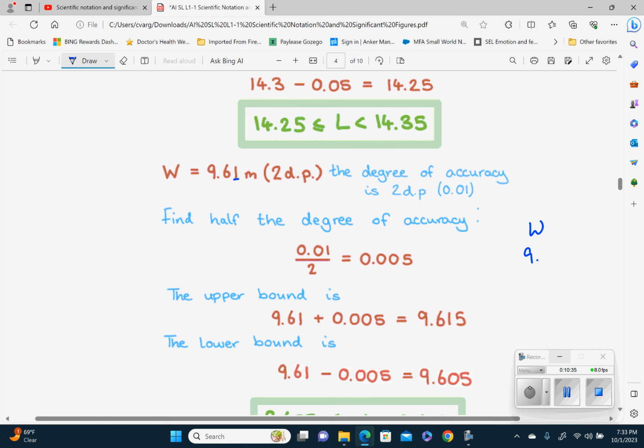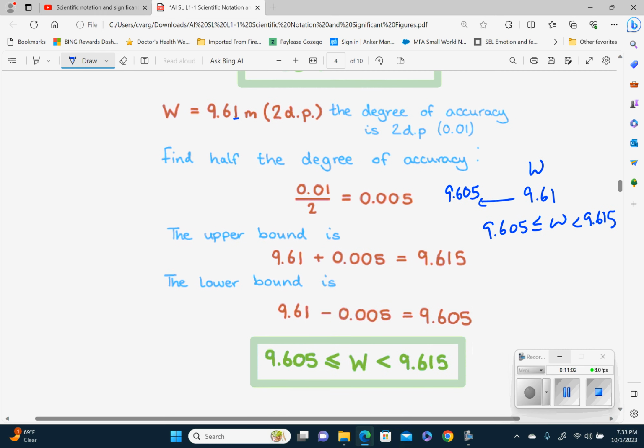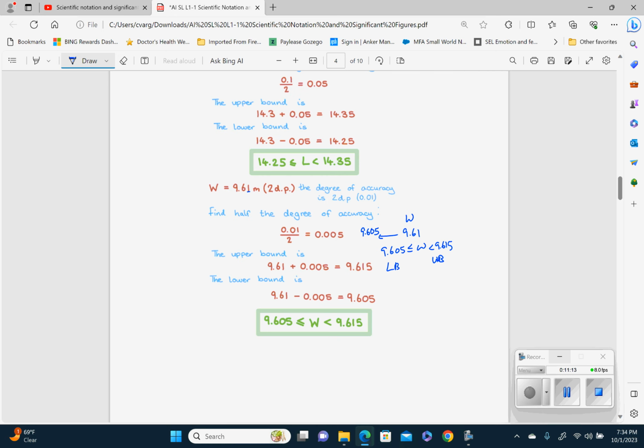which is 9.61. You're going to take this number right here, and you're going to subtract 1 from it on this side. So this is 9.60. Add a 5 to it, right? So 9.605 is less than or equal to our W, and our greatest number is, you're just going to put a 5 at the end of this, 9.615. And so that is what we have as our lower and upper bound. So this is our lower bound, and this is our upper bound. Okay? Definitely do a couple of problems like this.